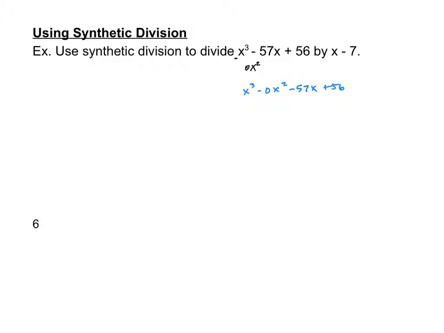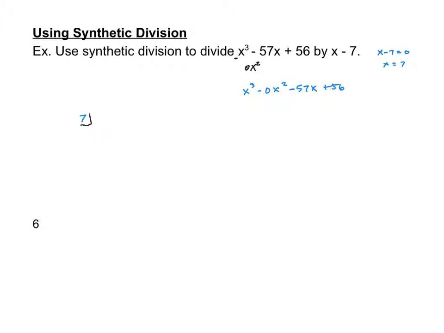And I'm going to go ahead and set this division problem up. I'm going to divide by 7. If you think about it, what is x equal to? Well, x minus 7 is equal to 0, or x is equal to 7. So that's what I'm going to divide by. I'm going to divide by that 7.